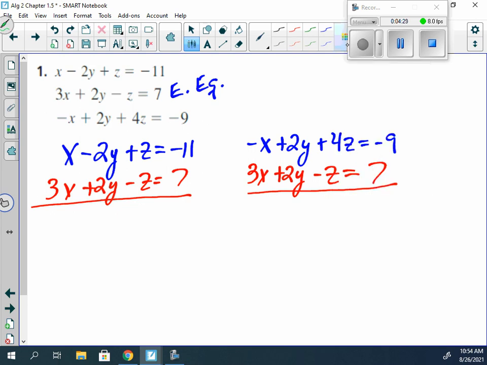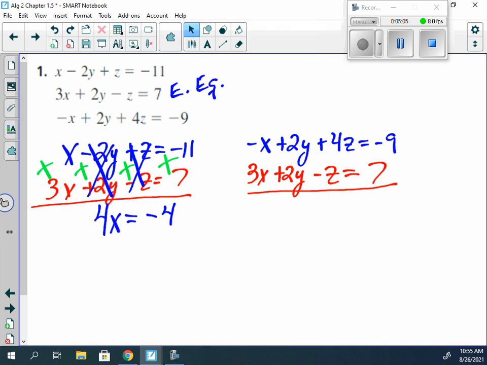I'll choose this color. So we're going to add these together. So x plus 3x is 4x. Negative 2y plus 2y is 0. That's what we wanted. We wanted those to cancel. That's what our goal for this was. And z plus negative z is 0, is equal to negative 4.